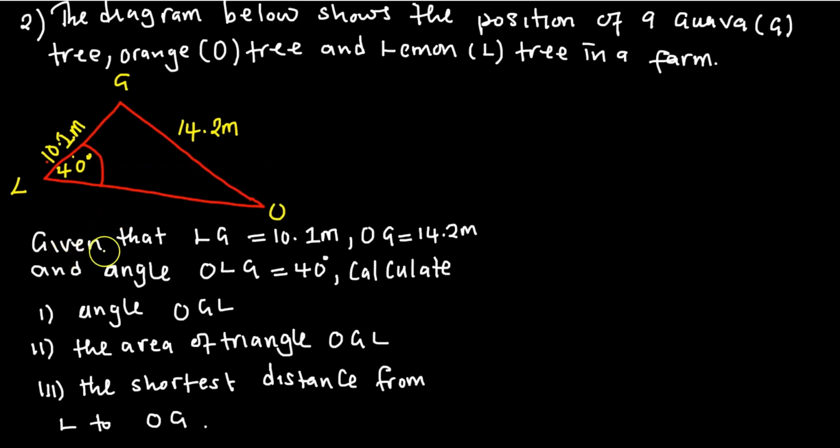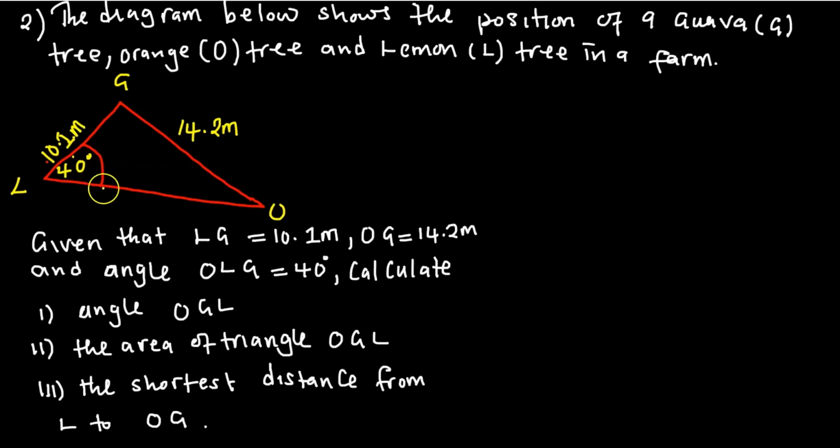What is the question? Given that LG, the distance from where the lemon tree is to where the guava tree is, which is LG, is equal to 10.1 meter, as you can see. Then OG, which is O to G, is equal to 14.2 meter, as you can see. And angle OLG is 40 degree. Calculate the angle OGL.